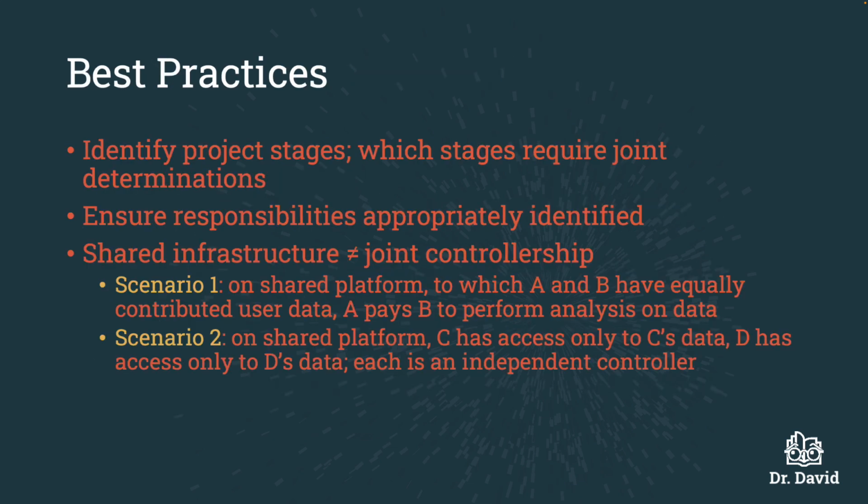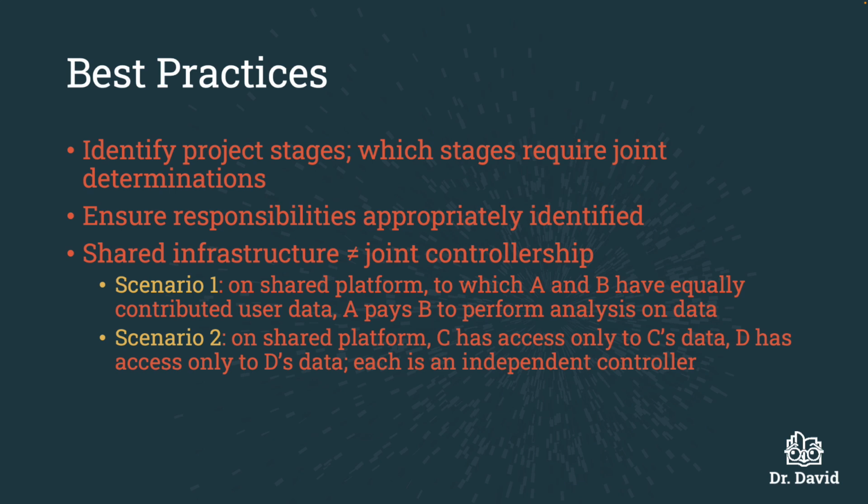I want to conclude this lecture by looking at some best practices. Again, when trying to determine joint controllership, you might start by identifying the different project stages. What is the data lifecycle? Which stages require joint determinations? You also want to ensure that responsibilities are appropriately identified. And finally, just because 2 or more organizations are sharing infrastructure does not necessarily mean that there is joint controllership. So let's look at 2 scenarios where this might play out.